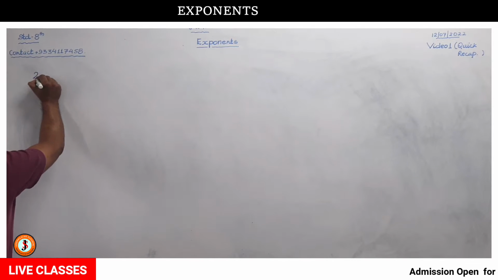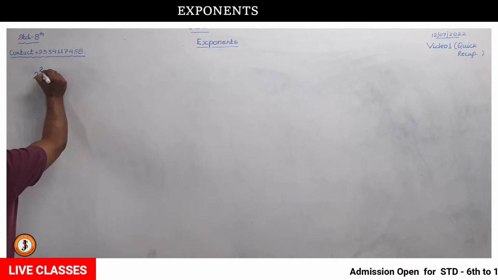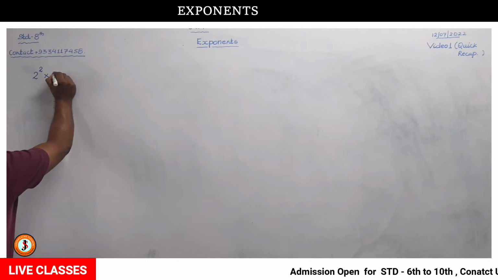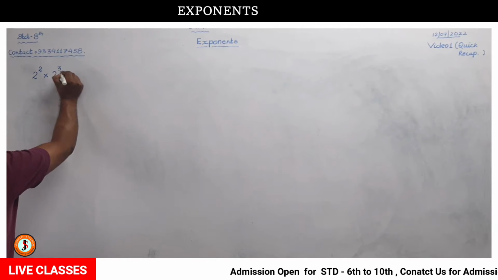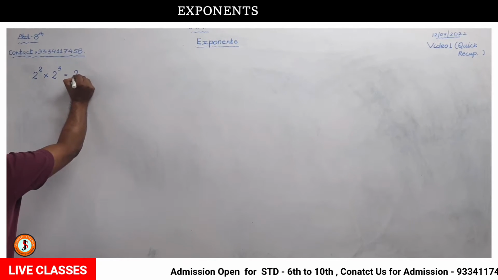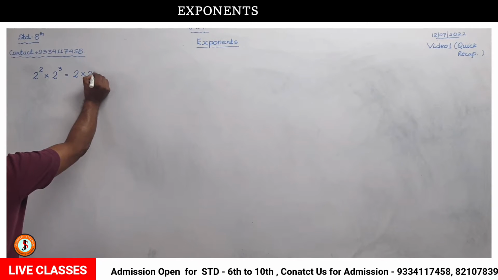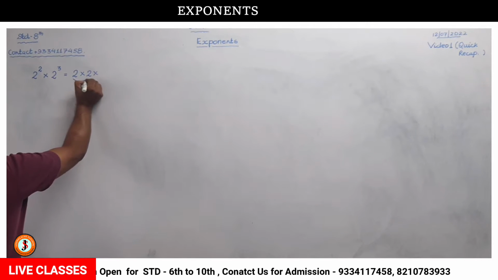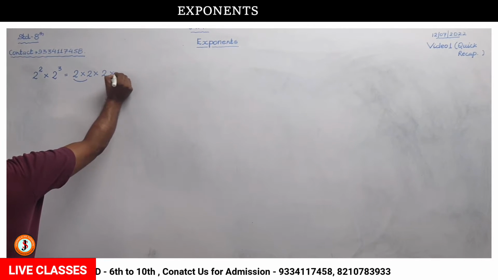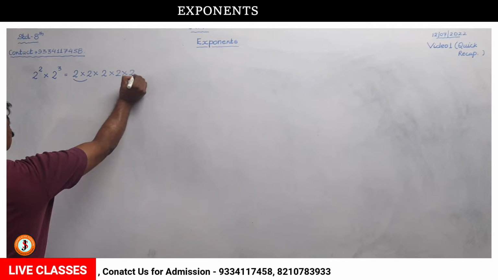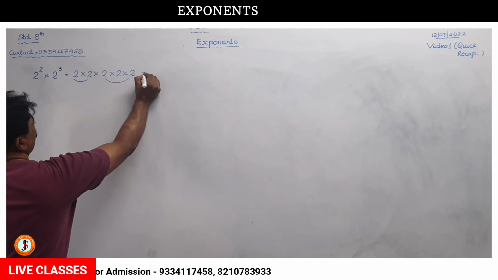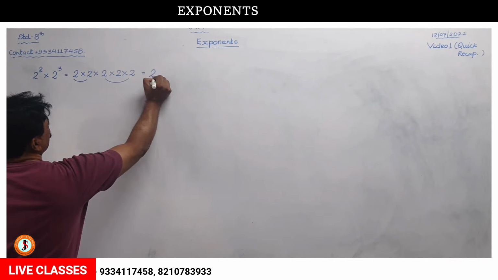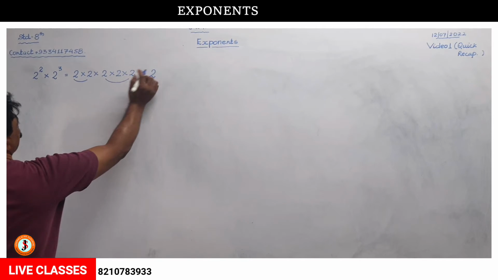Suppose we have to find out 2 to the power 2 multiplied by 2 to the power 3. If we expand it, we write it as 2 into 2, so this is 2 to the power 2, and 2 into 2 into 2, this is 2 to the power 3. If I add these up, then we get 2 to the power 1, 2, 3, 4, 5.